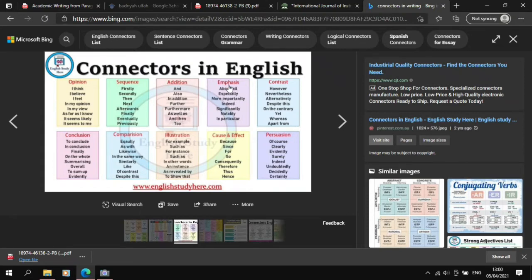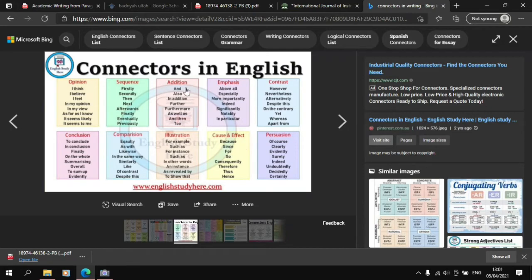If you want to emphasize, you start with above all, especially, more importantly, indeed, significantly, notably, in particular. If it is a contrast, later on we will have a comparison and contrast paragraph, you use however, nevertheless, alternatively, despite this, on the contrary, yet, whereas, apart from. So here you can see cause and effect, which I think is mostly used by us. You always use because. And if you see me, I mostly use since, and since also means karena.